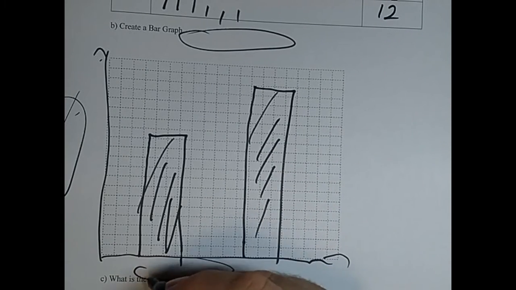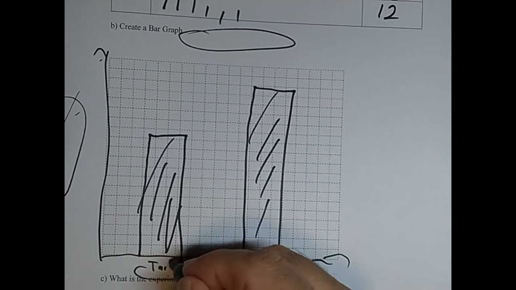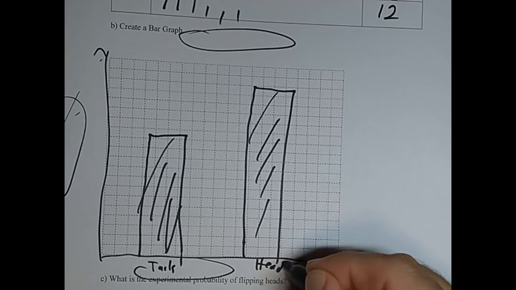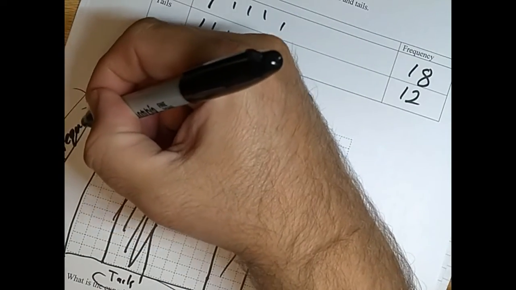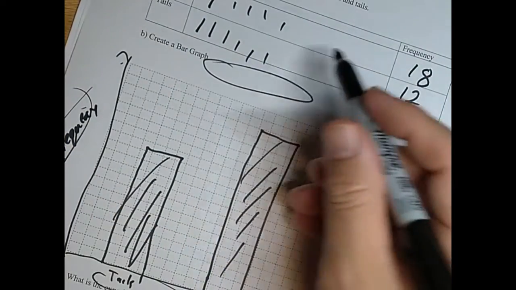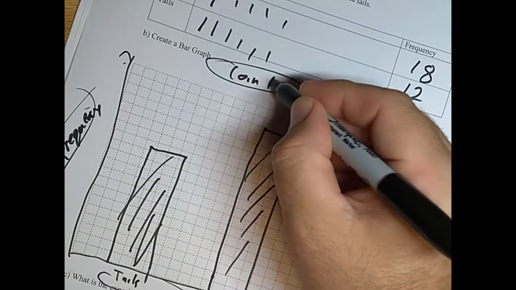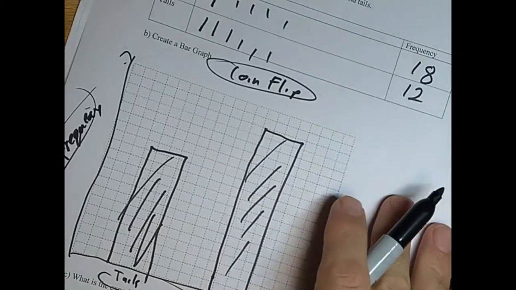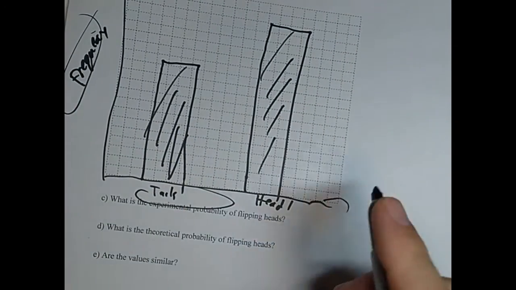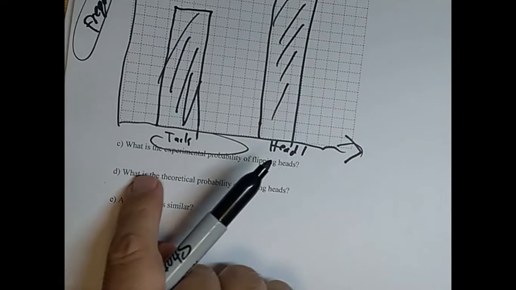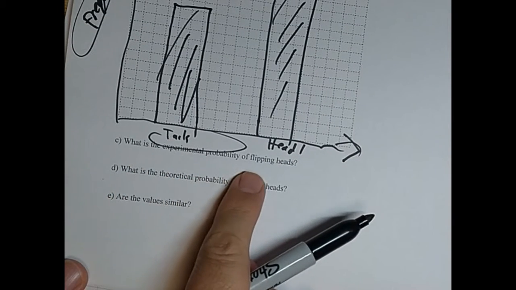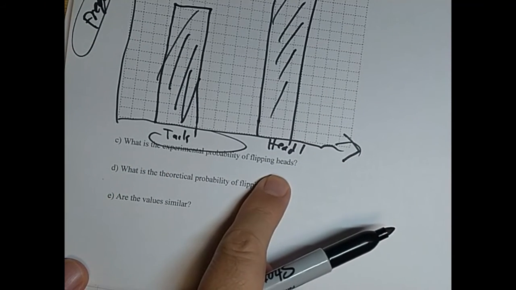And then this one maybe tails I put first. Heads here. Okay, maybe frequency here. And then on the top, you need a title, coin flip or something. So it's just really fast, but I expect you to go a little bit slower. Make sure you put the axis or take off. Make sure you put the arrows. Okay, you did that. Then it said, what is the experimental probability of flipping heads?